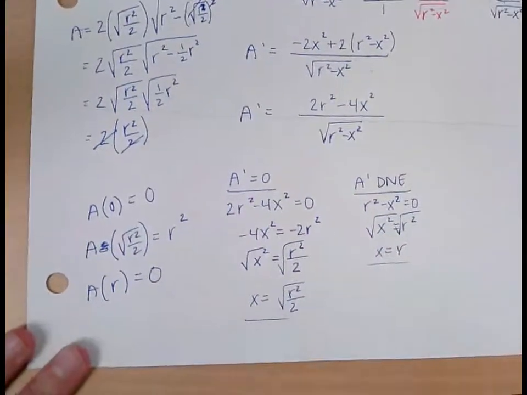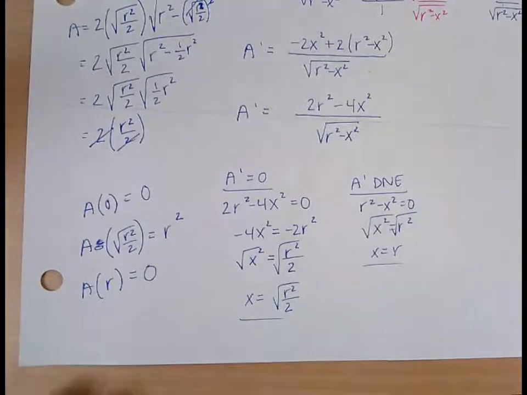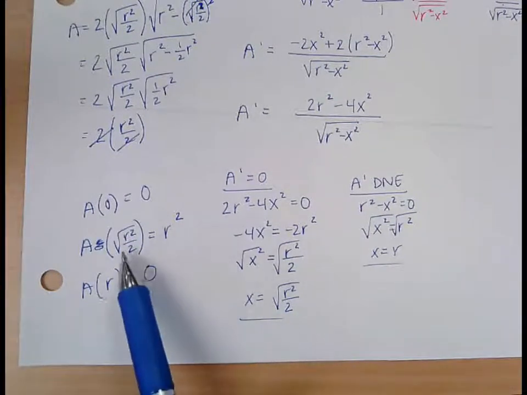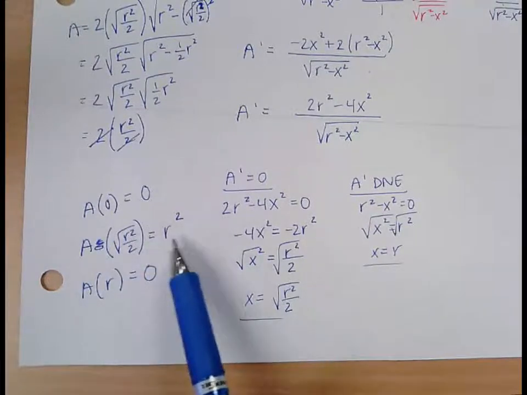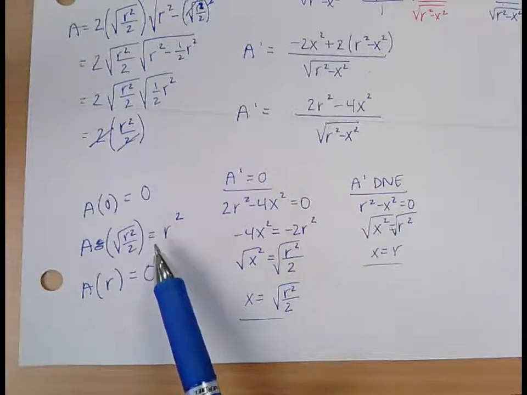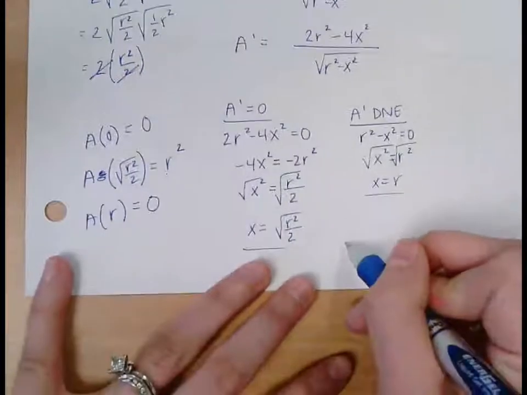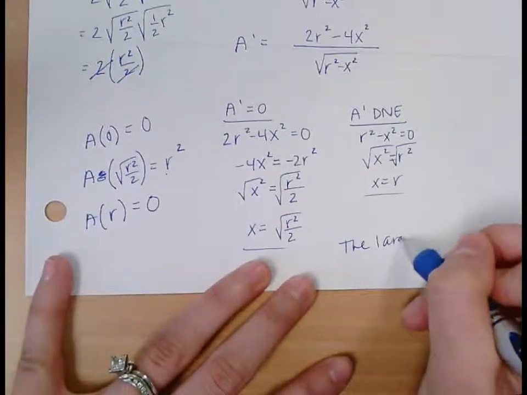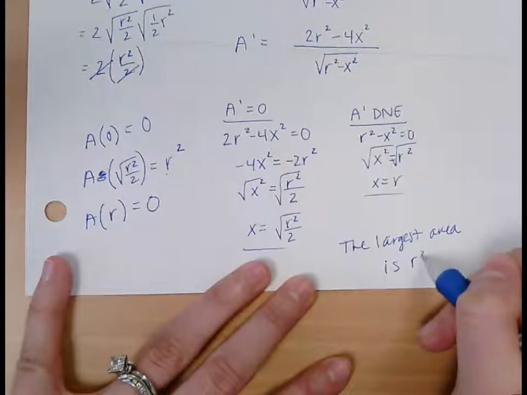Okay, so then, again, always look back. This question actually wanted to know what is the area of the largest rectangle. So this is the x value that gives the largest rectangle, and this is the area of the largest rectangle that's inscribed in a circle of radius r. It's equal to the radius squared. So you could say the largest area is r squared.